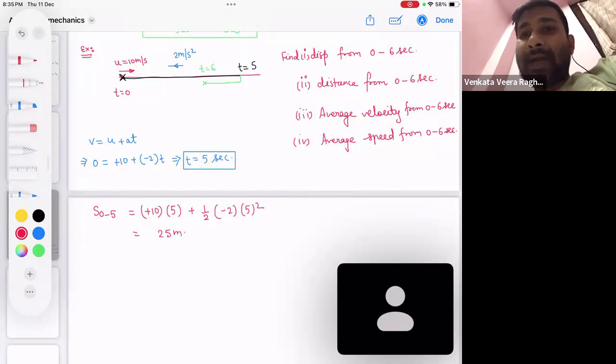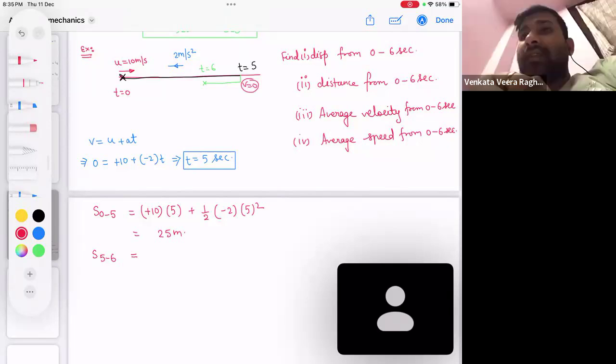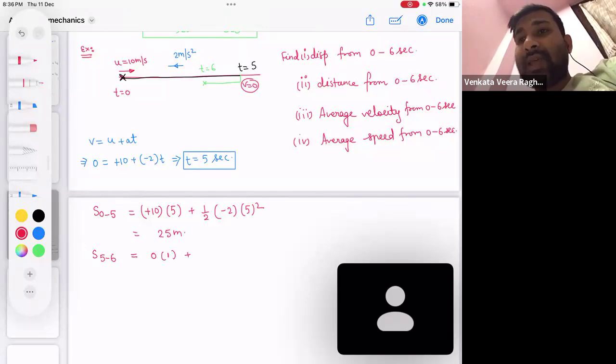And 5 to 6 second. So 5 to 6 second, what will happen? Here the initial velocity is 0, na? Velocity is 0. So now I will take initial velocity as 0, and further 1 second interval is there. 0 into 1 plus half, acceleration is minus 2, and t is 1 squared. Am I getting minus 1 meter as my answer?